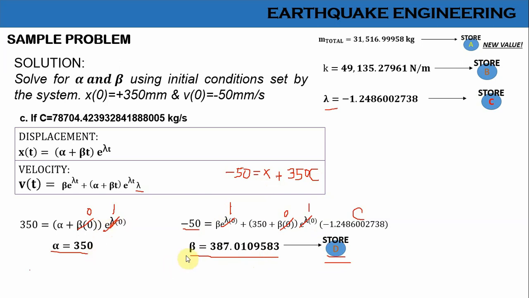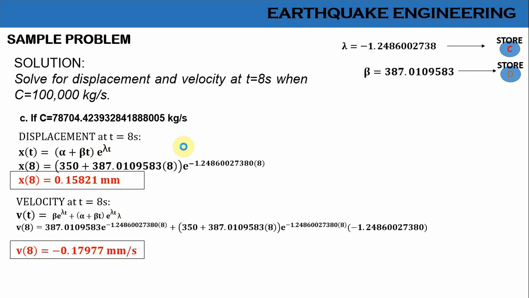Okay. After getting your alpha and beta, now we can solve for your displacement and velocity. So, ang formula for critically damped, imo siyang i-substitute, given na ni siya, na-store nato siyang C and D. So, 350 plus D times 8, e raised to the power of C times 8. So, makakuha ka og 0.15821 millimeters. And yes, for velocity pod, okay, kani nga formula, or pwede ito naman gamitin ang sa cycle nga technique, input mo ang displacement function, i-derivative nimo, tapos you will get negative 0.17977 mm per second.